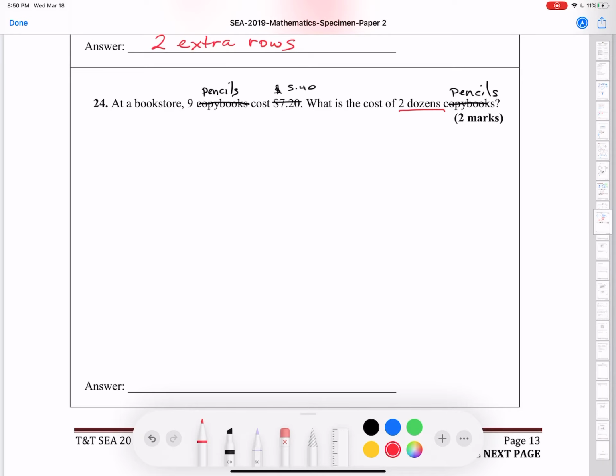So 9 pencils for $5.40. How do you find out the price of one? We divide. So $5.40 divided by 9. Okay? 9 into 54, 6. 9 into 0, 0. 9 into 54, 6. Alright? So we get 60 cents for one pencil.